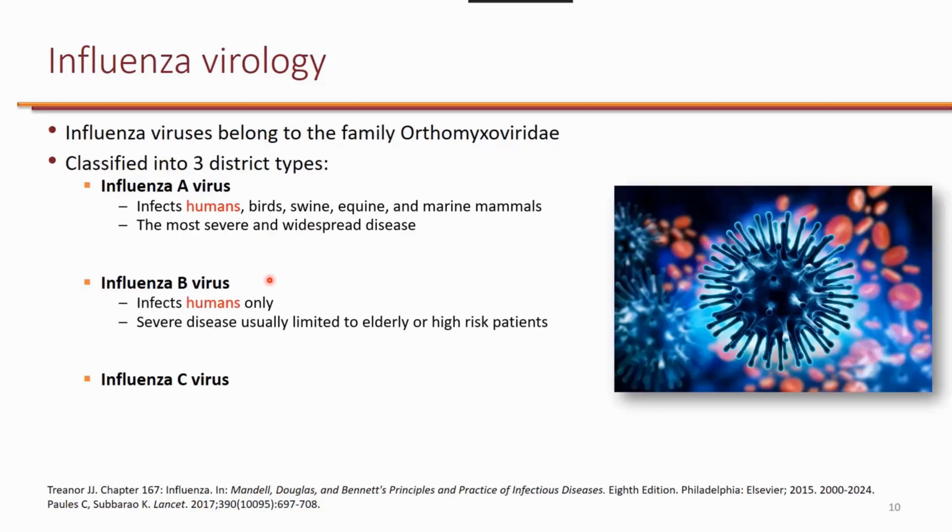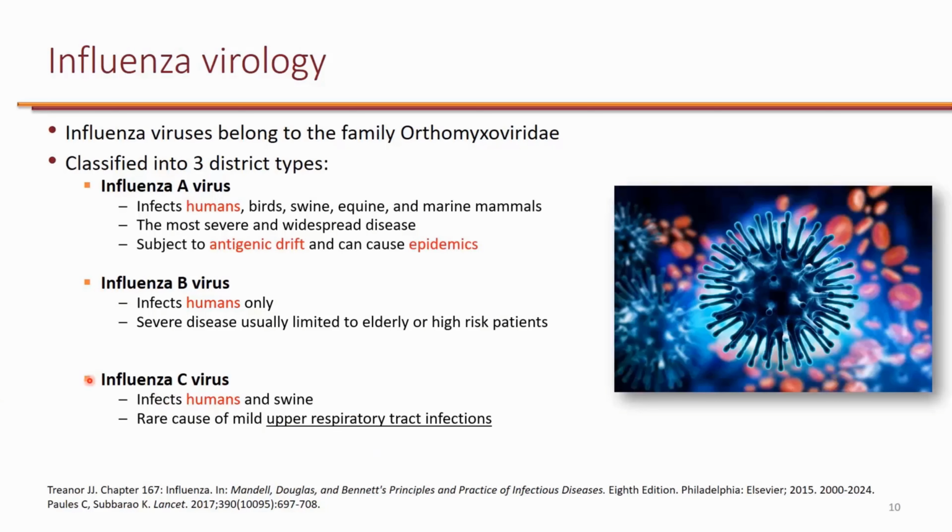Influenza B can only infect humans, and it can cause severe disease, usually in elderly or high-risk patients. And influenza C can infect humans and swine, and it is a rare cause of mild upper respiratory tract infections. So because it's a mild upper respiratory tract infection, there's typically no treatment. Patients will just naturally clear it.